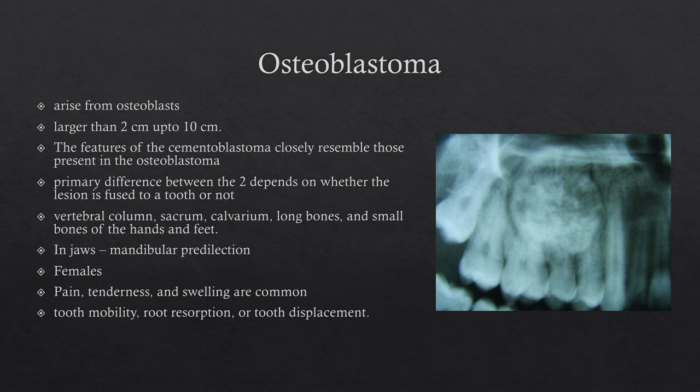The vertebral column, sacrum, calvarium, long bones, and small bones of the hands and feet are common areas where an osteoblastoma can occur. In the jaws, if it occurs, the mandible is the most common location. Females are more affected. Pain, tenderness, and swelling are common in osteoblastoma. Again, it has a radiolucent rim surrounding the osteoblastoma. Tooth mobility, root resorption, and displacement of the tooth can be seen.